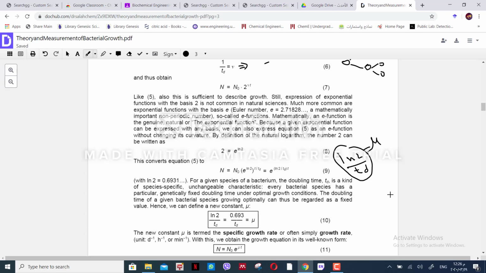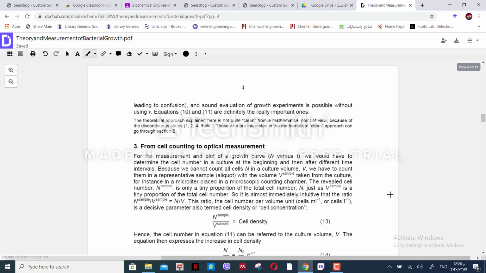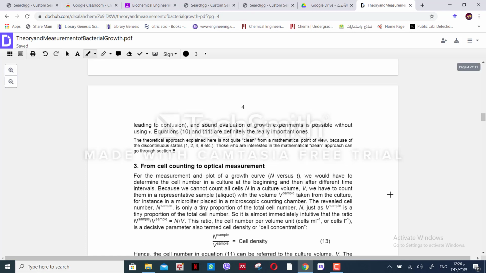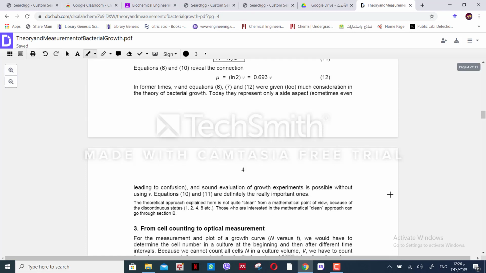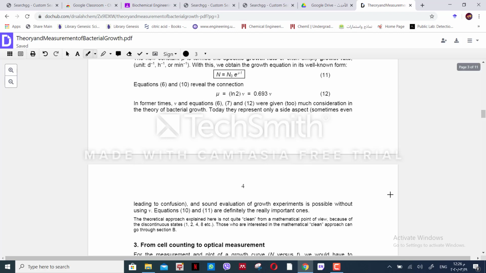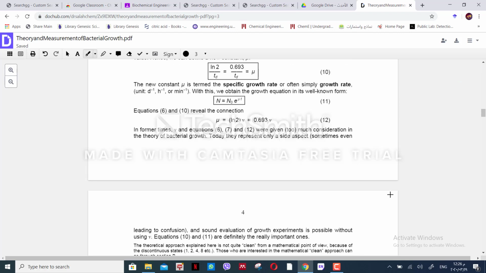So our last equation turns to n equals n naught e to the power mu t. Equation 6 and equation 10 reveal the connection that mu equals ln 2 times v, equals 0.693 times v, and we know that for a particular microorganism v equals 1 over Td.